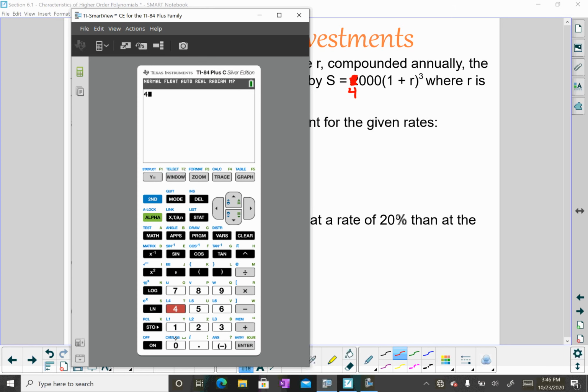And I'm going to start with the first one, 4,000 times (1 plus, and the first R value we're asked to evaluate here is a 0. So an interest rate of 0, to the third power. And we get $4,000. So if I have no interest at all, I'm going to end up with, at the end of 3 years, $4,000. I have exactly what I started with, so that should make sense. The next R value we needed to evaluate was 5%, 0.05. Again, to the third power. So that's going to give me quite a bit more money, $4,630.50.